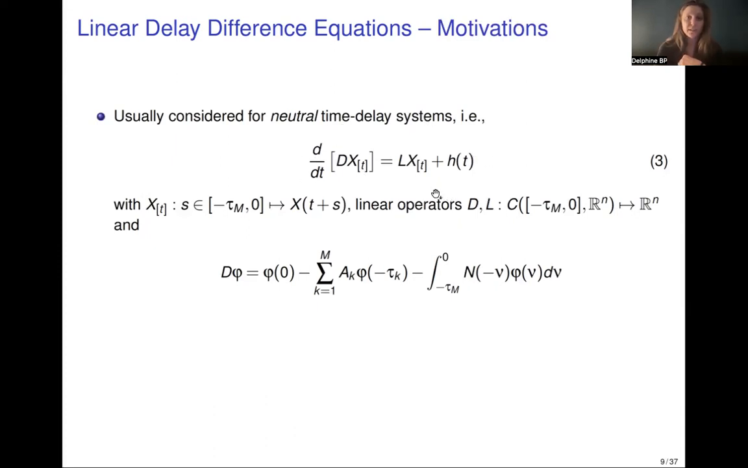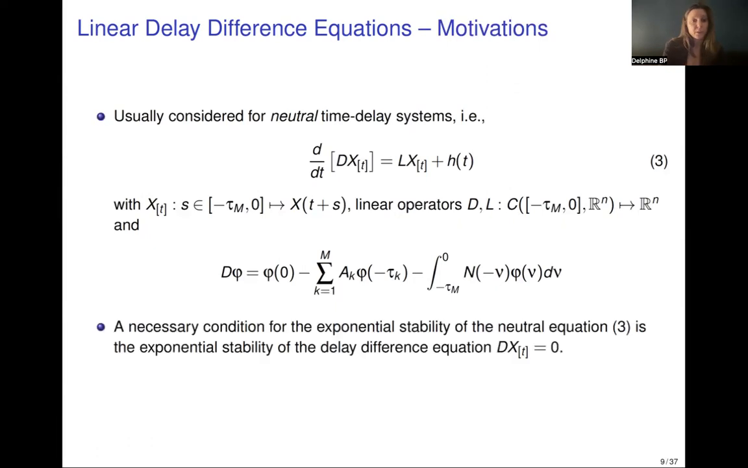In which you have delays not only on the right-hand side of the equation, but also on the differential operator. And you can prove that actually a necessary condition for the exponential stability of the natural equation is that the operator D is itself exponentially stable. So you may want to first investigate the exponential stability of this operator D before going into looking at the natural time delay system itself. So this is one motivation.